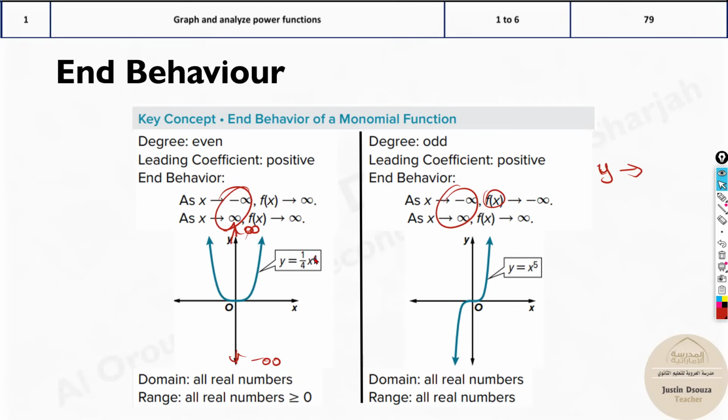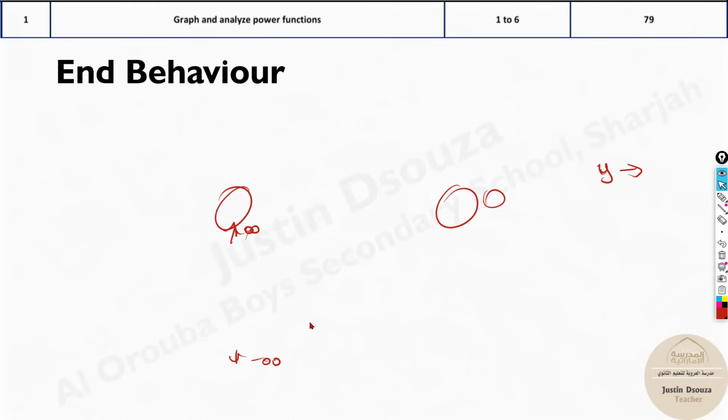But when it is an even power, remember, domain means all x values are possible. But is there any part of the graph below 0? No. So the range, the y-axis, is only greater than or equal to 0. That means positive values only.